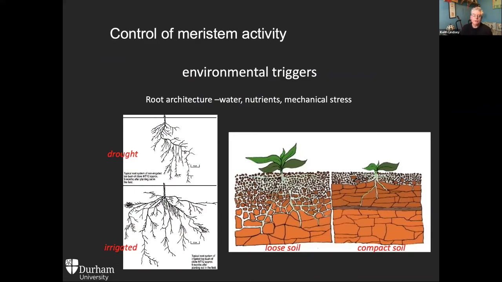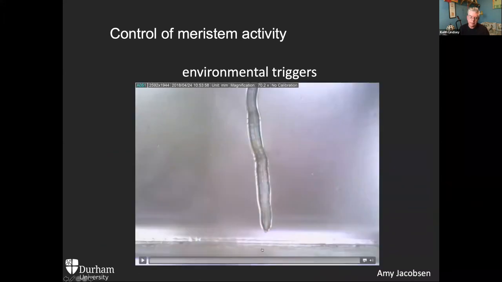And the architecture of the root system, by which I mean the number and length of the main roots and the branched roots, is under a lot of environmental control. So the architecture of the root system will vary according to whether the plant's under drought conditions or not, whether there's enough nutrients in the soil or not, whether the soil is compact or loose. And roots behave quite interestingly when they encounter a mechanical barrier in the soil, maybe a rock or something.